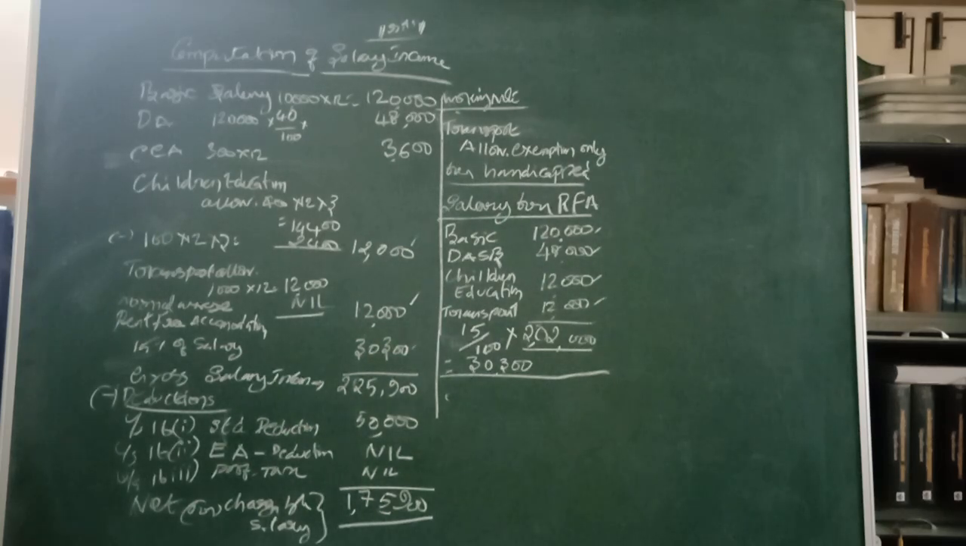Then 2,25,900 minus standard deduction of 50,000. Total balance is 1,75,900, the chargeable salary, also named as taxable salary. Okay, so please note, this amount of net salary or chargeable salary is taken for the total income. For the total income statement only this should go to that total income statement. Accordingly we have to take.